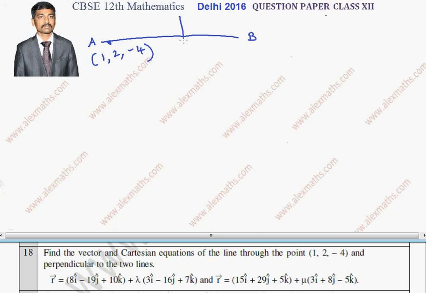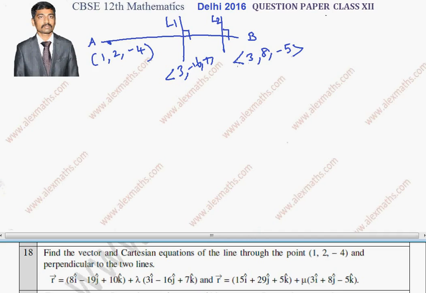Then it is perpendicular to the two lines. So I'll draw one perpendicular line, another perpendicular line here, and I'll write only the DRs. This is perpendicular line 1 and line 2. This DR is 3 comma minus 16 comma 7. So from the line, the first is the point, second is the DR, so I am taking the DR. Similarly for the second line, it is 3, 8 and minus 5. So I took the DR.